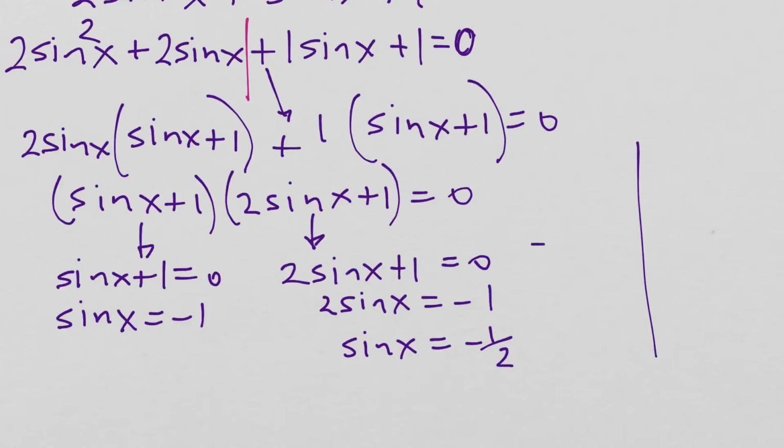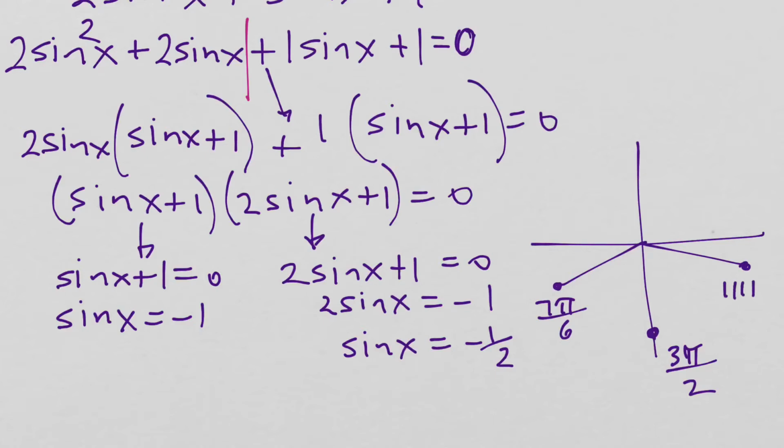All right, so looking over to the unit circle now, sine of x is equal to negative 1 at 3 pi over 2, and sine of x is equal to negative 1/2 at 7 pi over 6 and 11 pi over 6. So I'm going to have 3 solutions within the interval 0 to 2 pi, 1 revolution. Let's just list them: 7 pi over 6, 3 pi over 2, and 11 pi over 6.